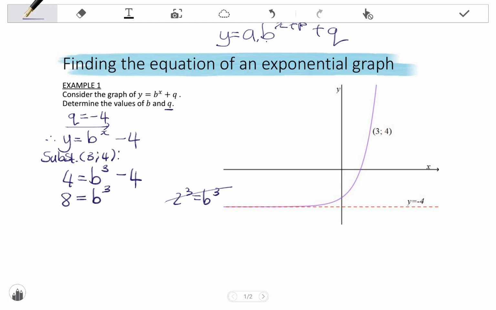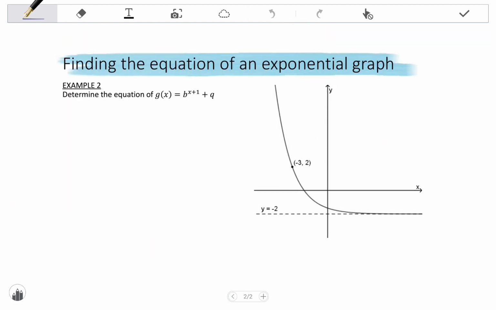Or you could just cube root on both sides. So I have b equals the cube root of 8, which is 2. Okay, so b is 2 is our other value that we had to find. So we had to find the values of b and q. I've answered that question. Okay, now often a subsequent question will require you to use the equation. So just for your own sake, always just write out the actual equation. So b is 2, so it's 2 to the x minus 4 as our final equation.